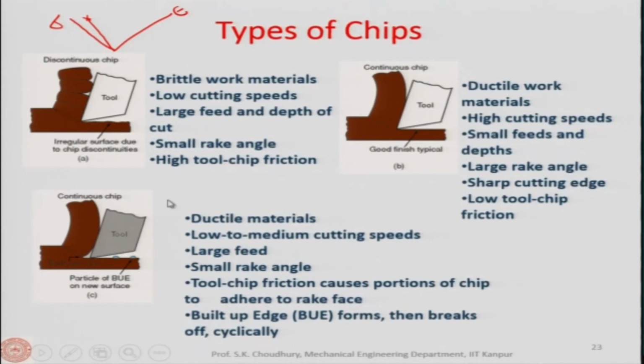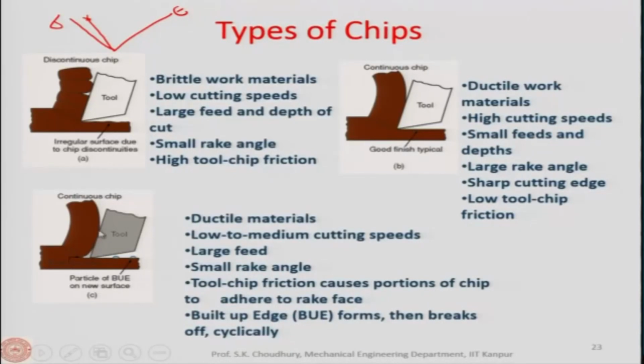Now, the third kind of chip is the continuous chip with the built up edge. Built up edge is called BUE in short form, which is very popularly used. Built up edge happens with a certain condition of temperature and pressure, not all the time. When the pressure and the temperature reach a certain level, then instead of the chip flowing along the rake face of the tool, a very thin layer from the chip will be removed.